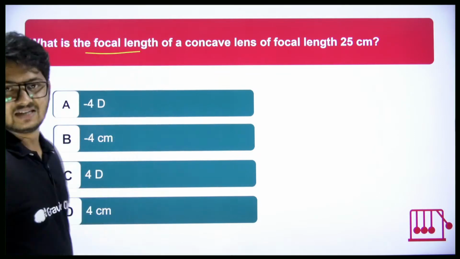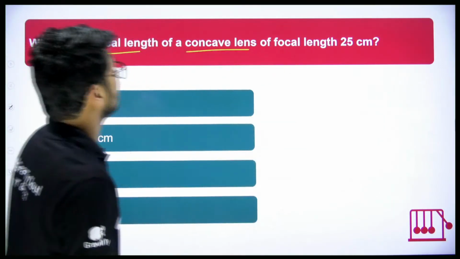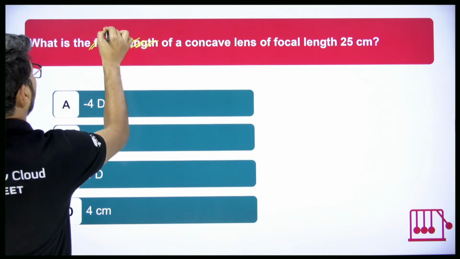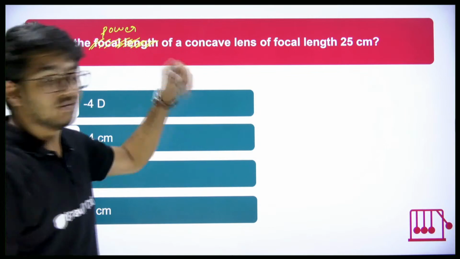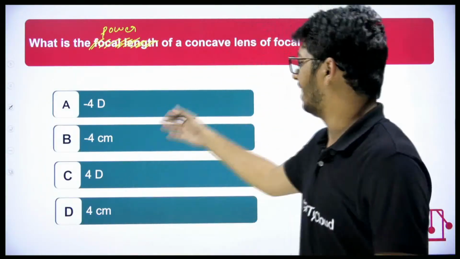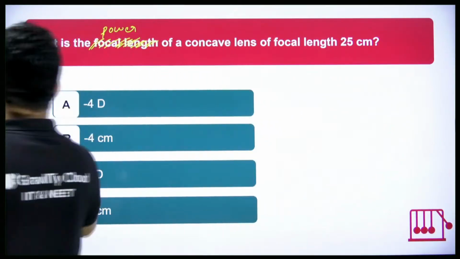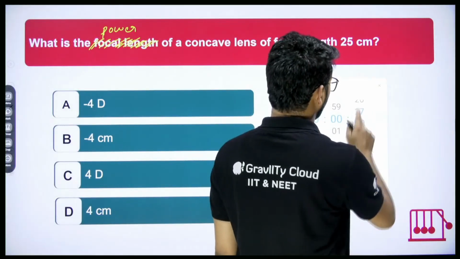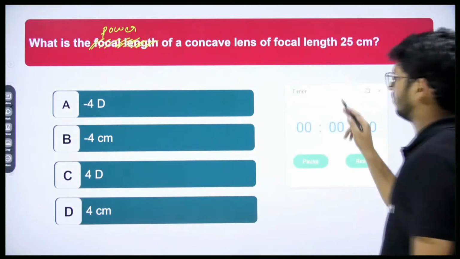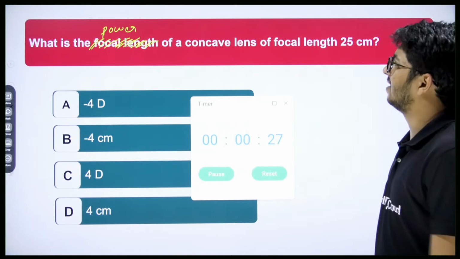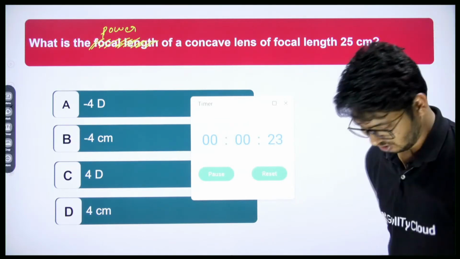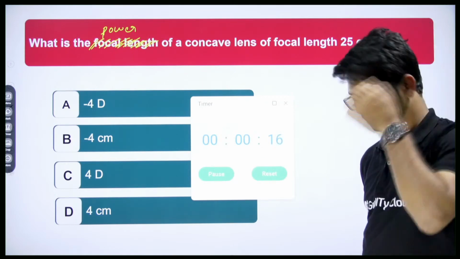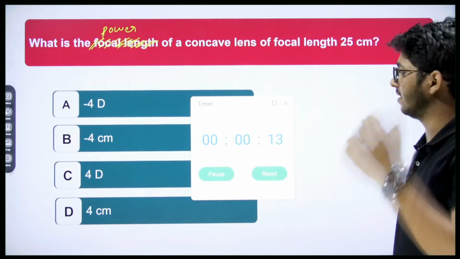What is the power of a concave lens of focal length 25 centimeter? My mistake, I said focal length earlier, but we need the power. We have a few options. Let me give you 30 seconds. Focal length is given, you have to find out the power. It is a concave lens, so you have to be careful.